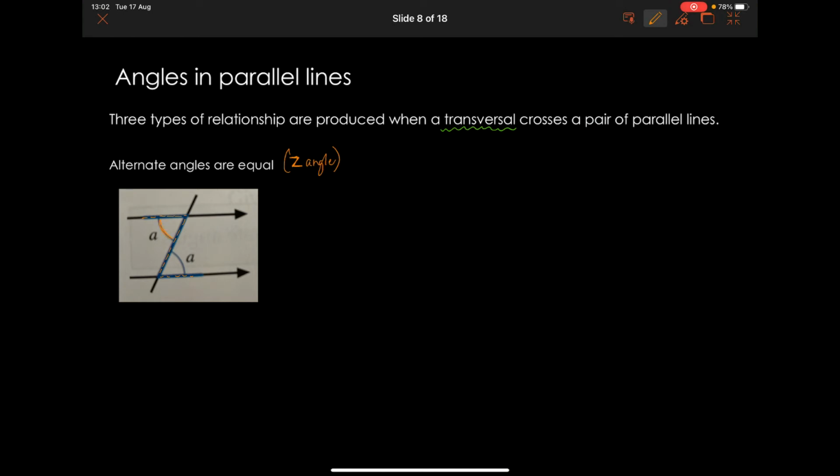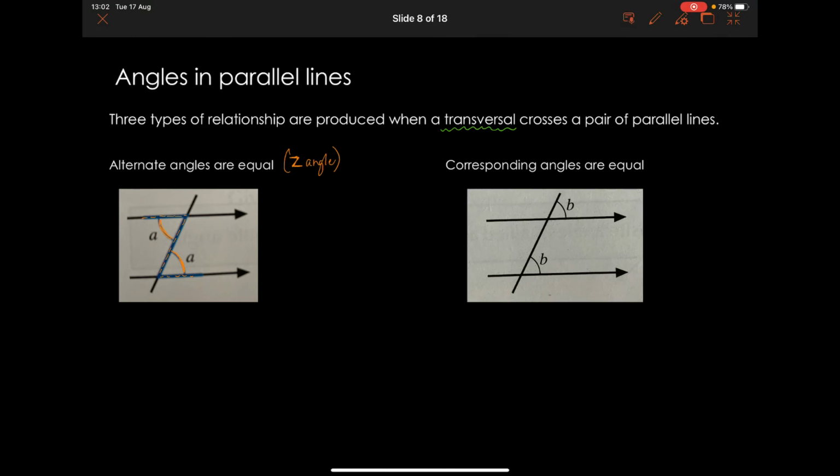So, we can't say Z angle, but it can remind us that alternate angles are the same. So this angle will be the same as this angle. It creates a Z shape. And we can remind ourselves by calling it the Z angle. Another one is corresponding angles are equal. So you can see here, we kind of create this F shape, but it's the angle above.